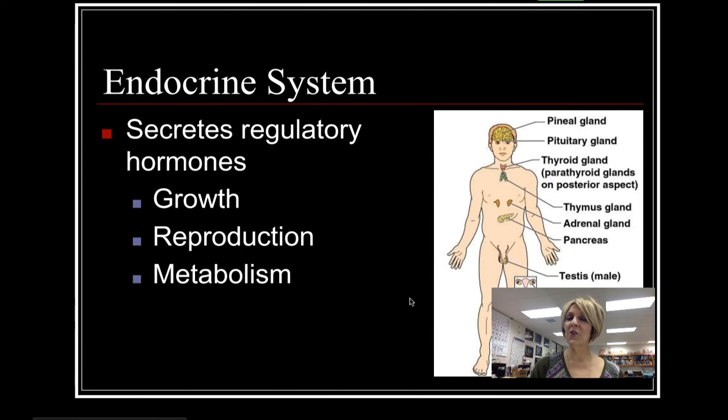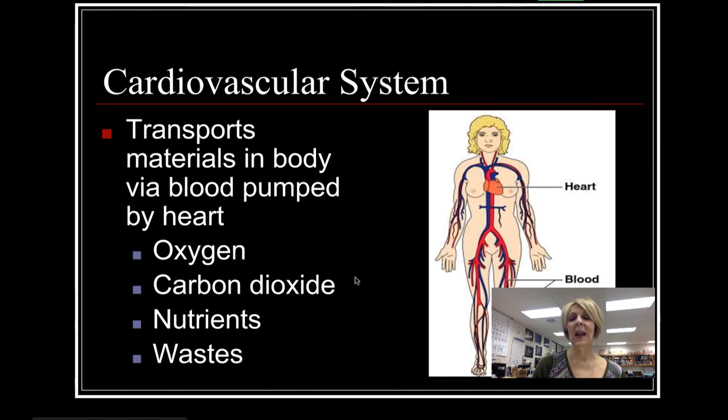The other communication system, a slower communication system, is called the endocrine system. This is our hormonal system, and it secretes hormones through major organs in the body, and it is going to produce slow change over time. Our cardiovascular system is the system that is going to transport materials through blood vessels.